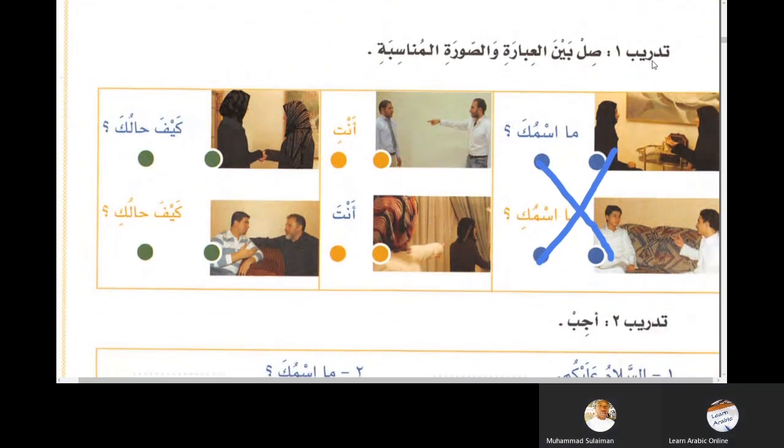Any question? No. تدريب الأول. First lesson. تدريب الأول. First lesson. سل بين العبارات والصورة المناسبة. Connect between the phrase and appropriate picture. Sil mean connect. Baina between. Al-ibara phrase. Wa and. Asuwara picture. Al-munasiba appropriate. Connect between the phrase and appropriate picture. Read this question.